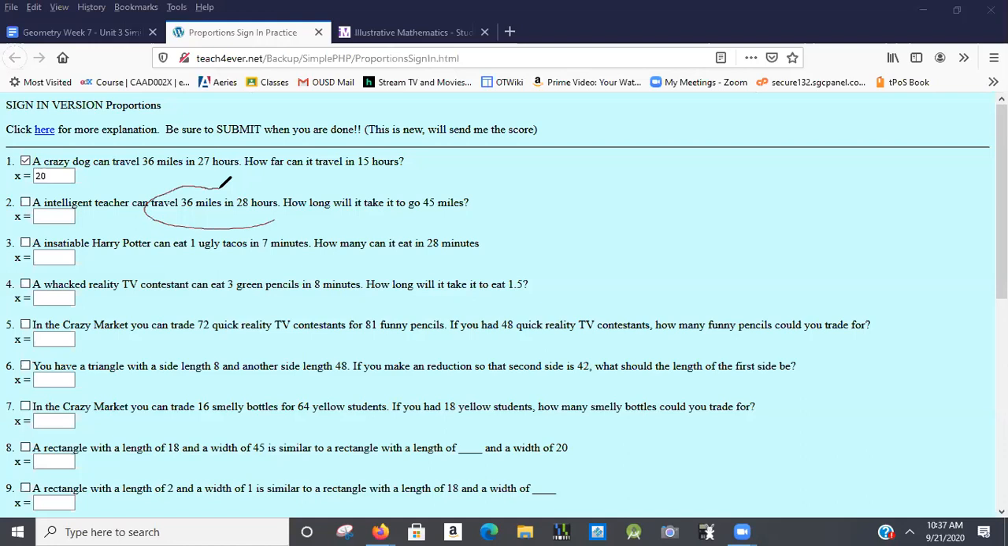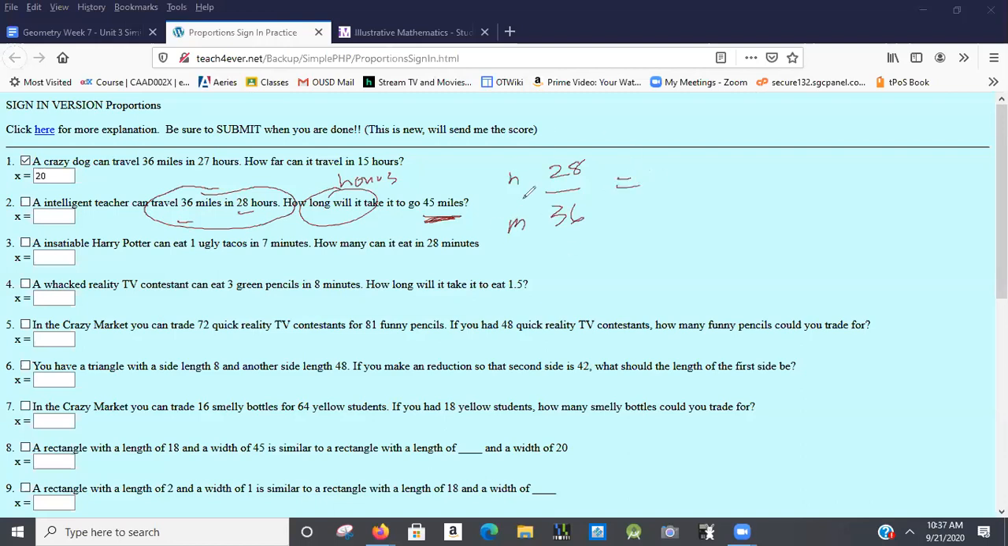In this one, 36 and 28 hours. Almost the same problem. That was bizarre. Slightly different. But in this case, I'm saying, oh, you went 45 miles. How long did it take? So here I'm looking for hours. So once again, I can set this up any way I want. If I grab the 28 first and put it on top, that means hours is going to go on top. Now that's paired with the 36, which is my miles.